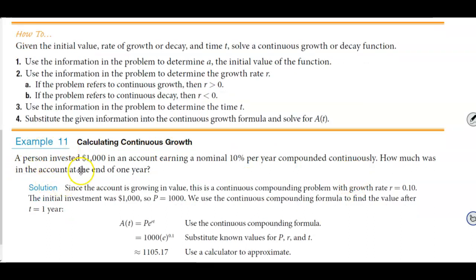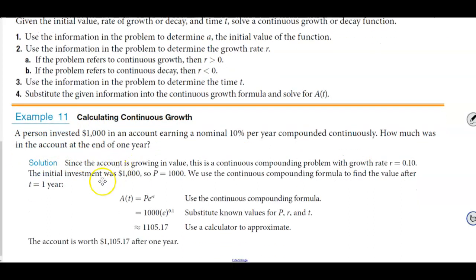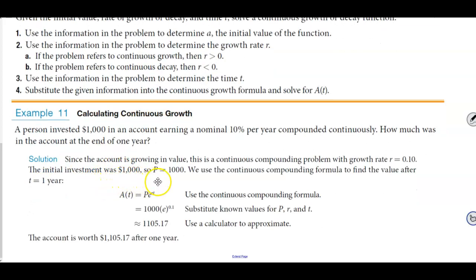Now, how much was in the account at the end of 1 year? Well, since the account is growing in value, this is a continuous compounding problem with growth rate r equal to 0.10 because that is a 10% nominal rate. The initial investment, which was P, is $1,000. And we're going to use the continuous compounding formula to find the value after 1 year. So t is going to equal 1.